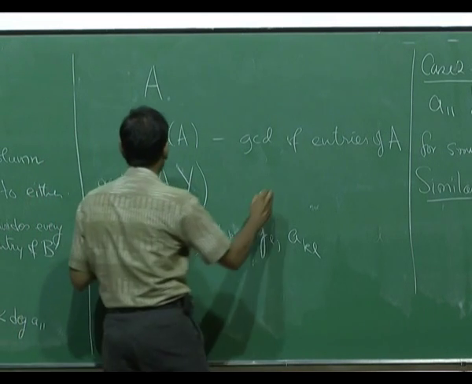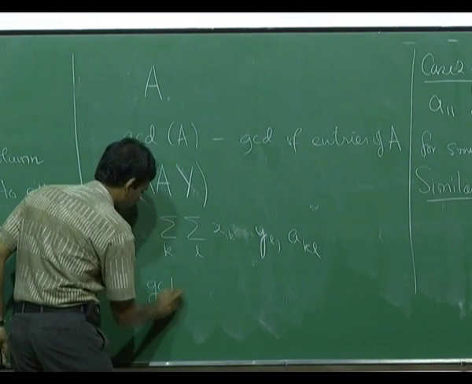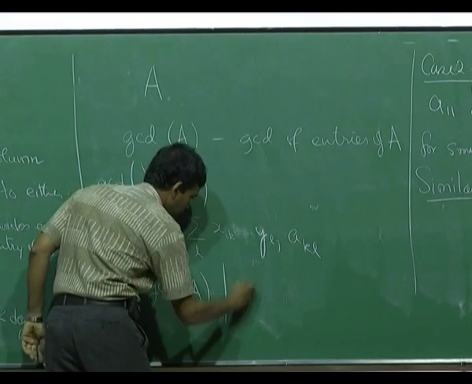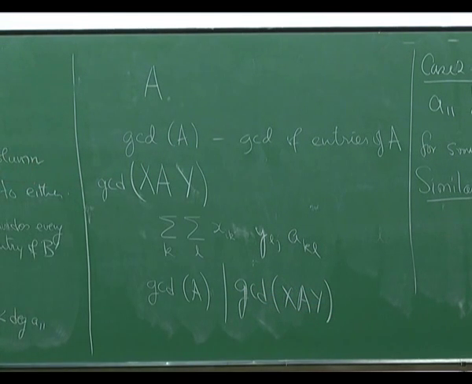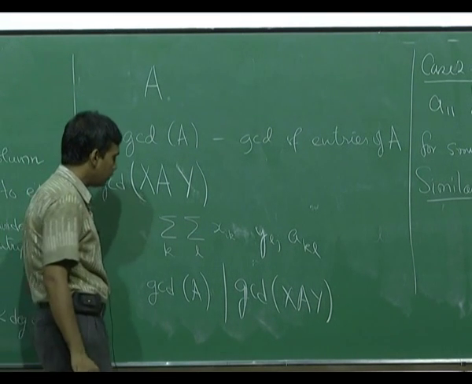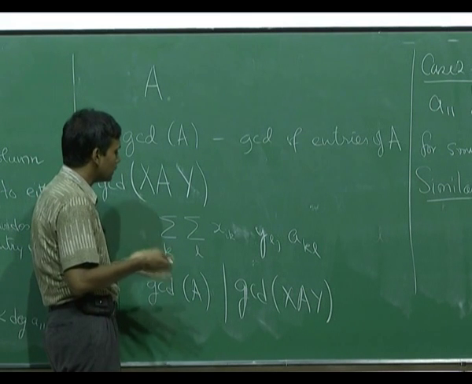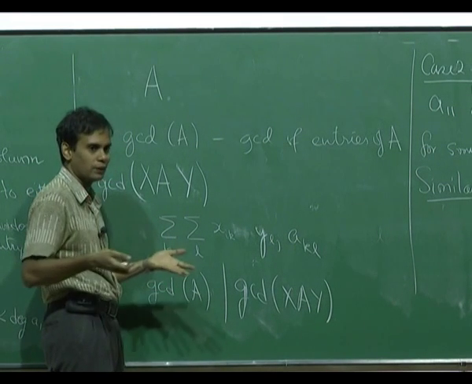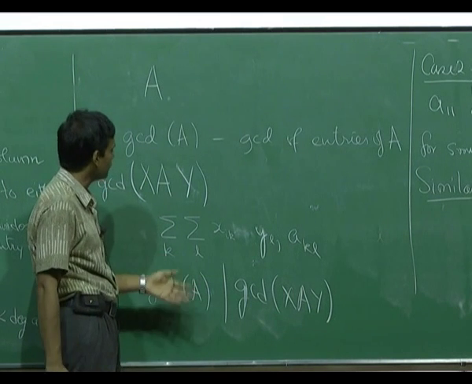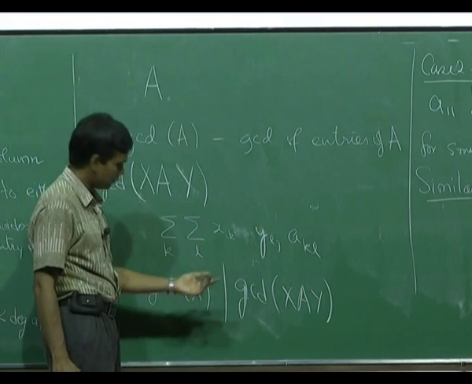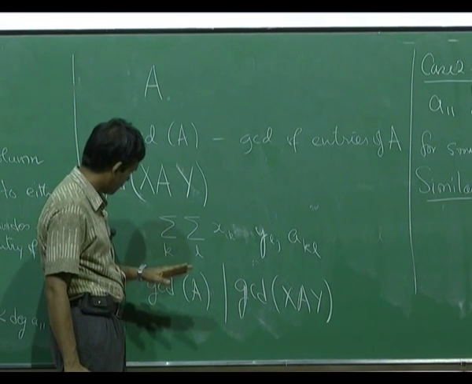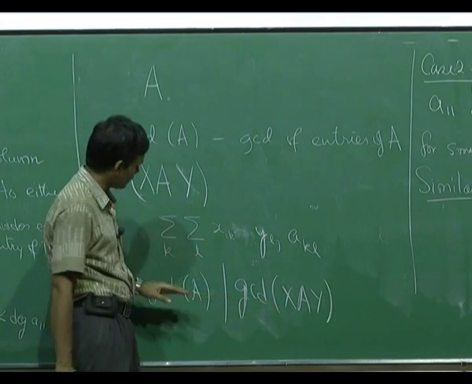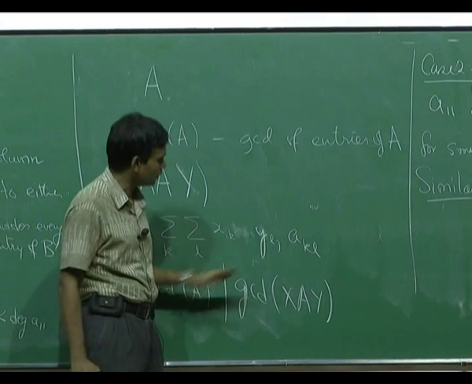And this implies that GCD of A divides the GCD of XAY. Because the GCD is what? In some sense it's the greatest among all the divisors of all these numbers. And if everything that divides the entries of this also divides the entries of this, then this will have more divisors than this. So, the GCD of this will divide this.